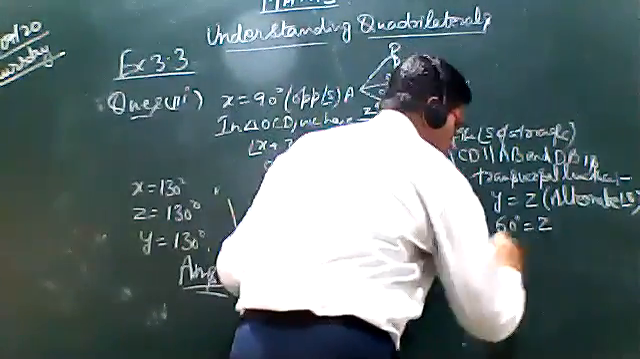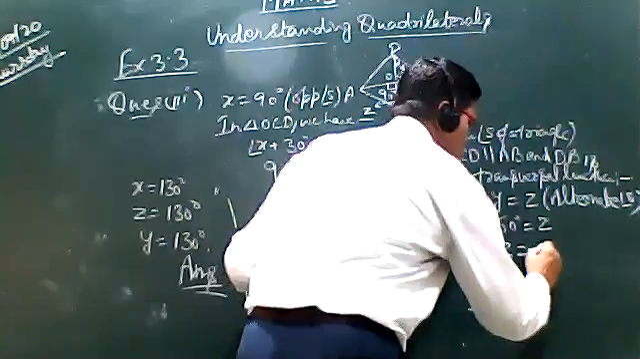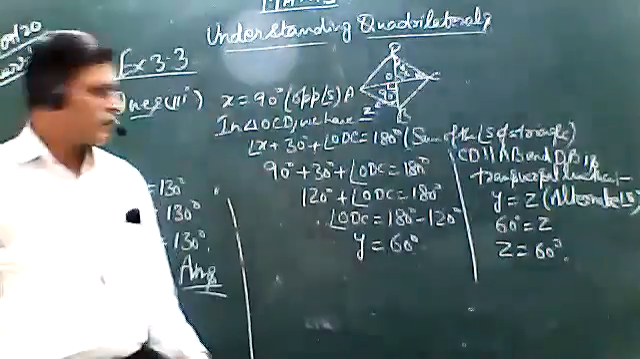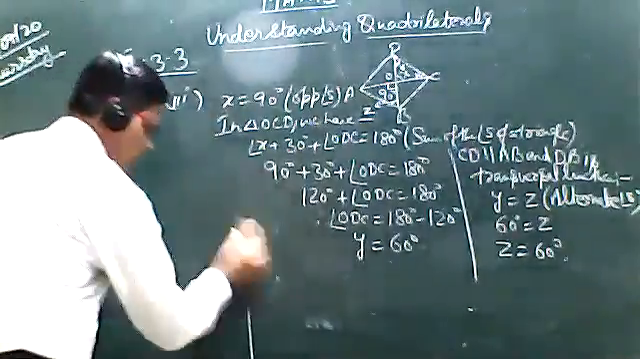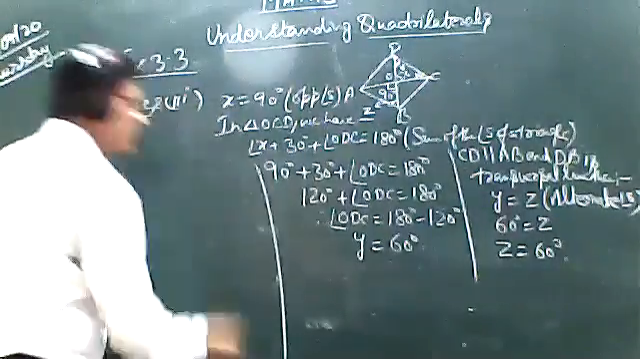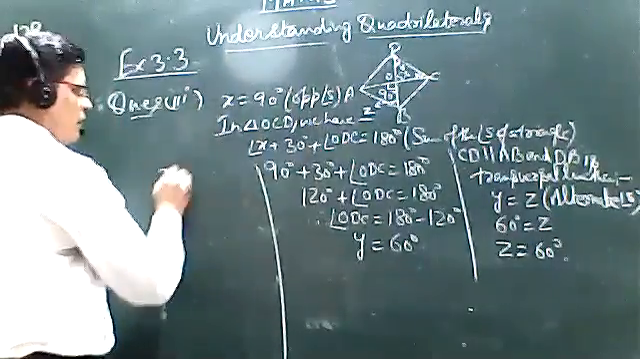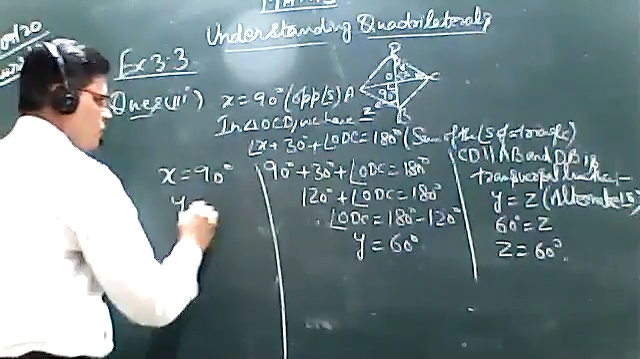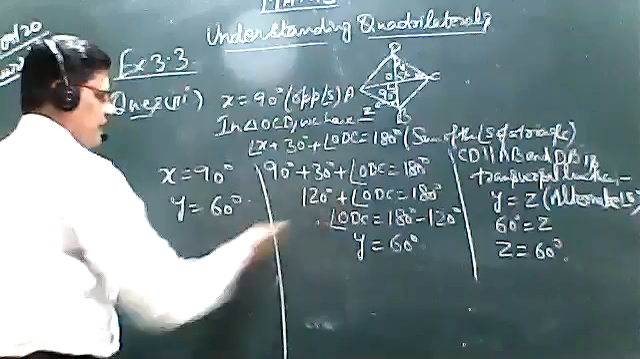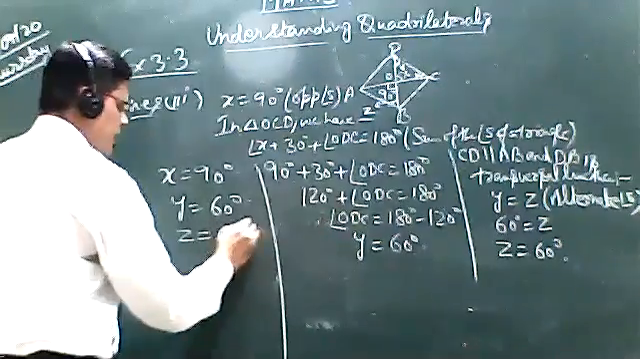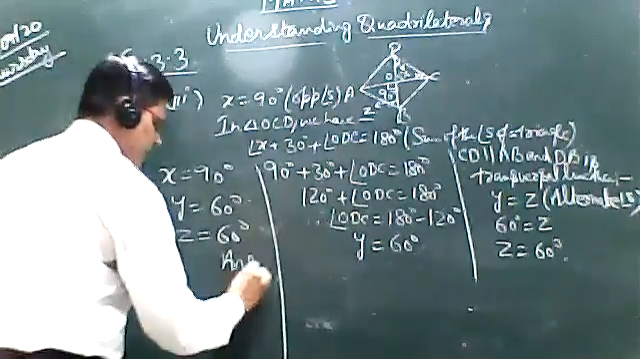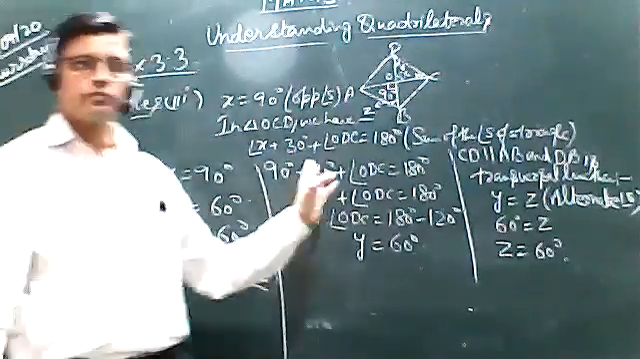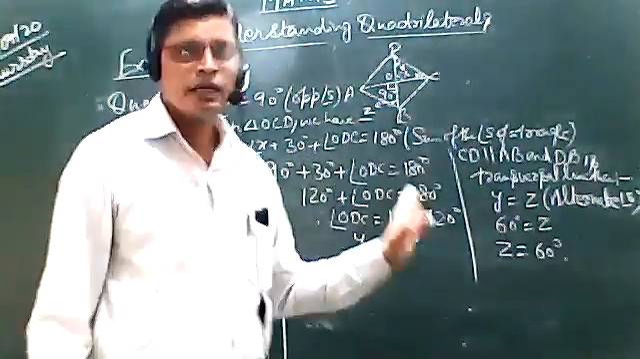Now we change the pens. Z is equal to 60 degree, and now at the end we write here the answers. These are my answers. X is equal to 90 degree, Y is equal to 60 degree, and Z is equal to 60 degree. And these are my answers. Okay? That is clear?